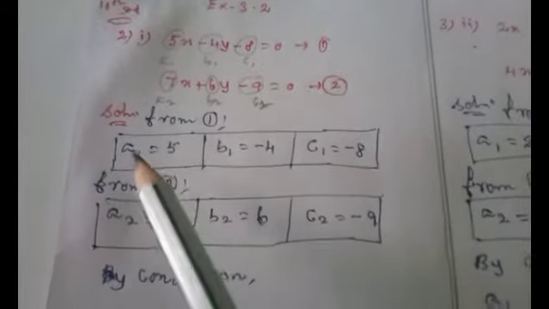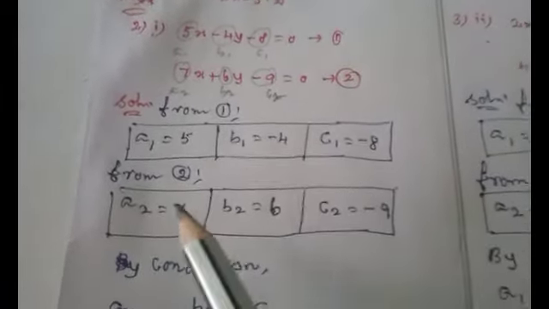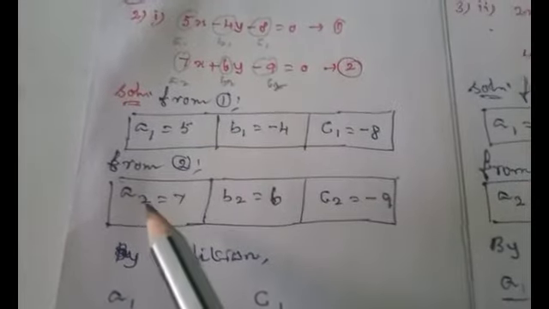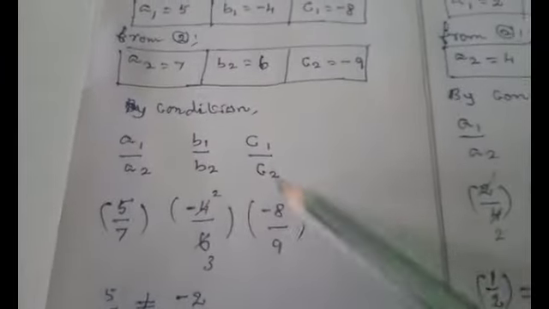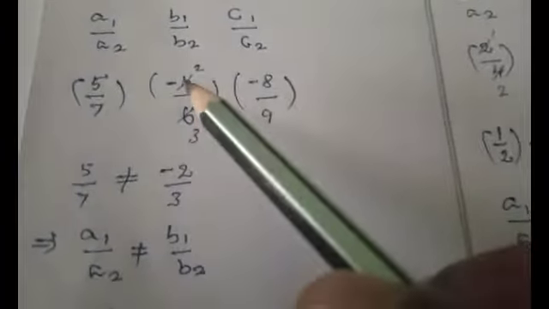Now from the first equation we have written down a1, b1, c1. From the second equation we have to write a2, b2 and c2. Now the condition is a1 by a2, b1 by b2, c1 by c2 we have to check. So a1 by a2 means 5 by 7, b1 by b2 means minus 4 by 6, c1 by c2 is minus 8 by 9. On simplification of this, 4 by 6 we will be getting minus 2 by 3. So comparing the first two fractions, these two are not equal. 5 by 7 is not equal to minus 2 by 3.